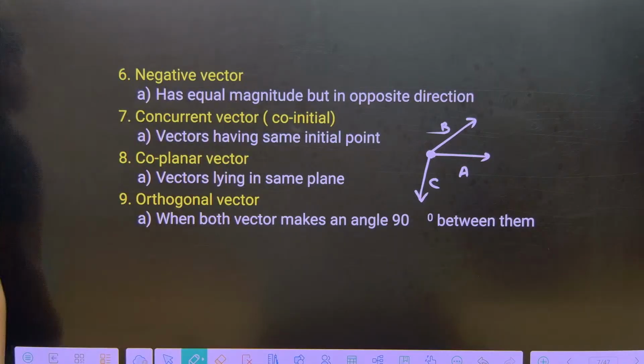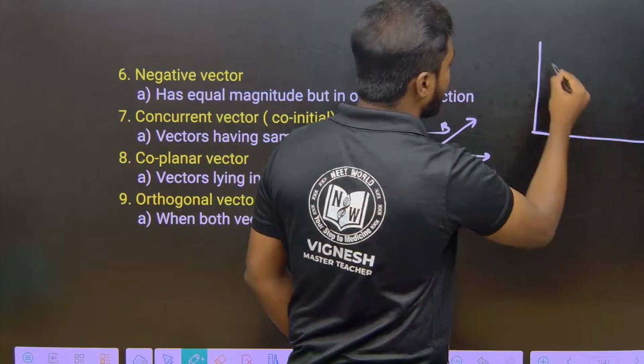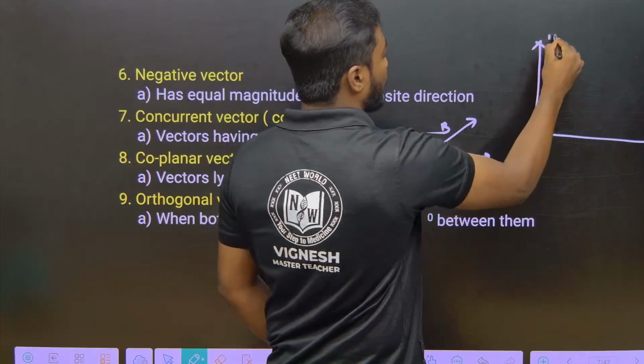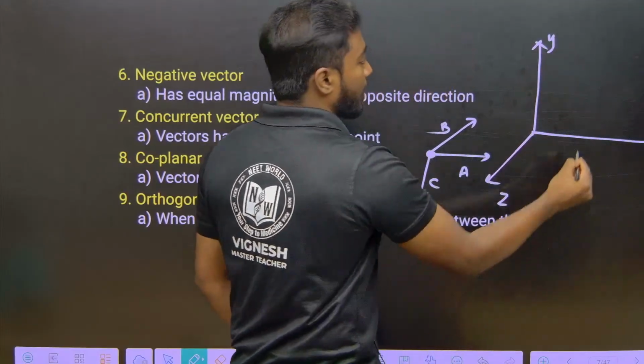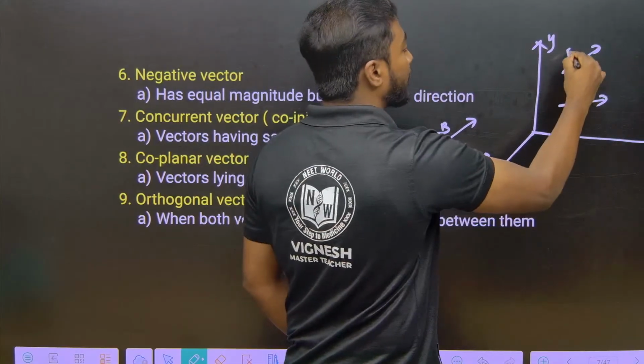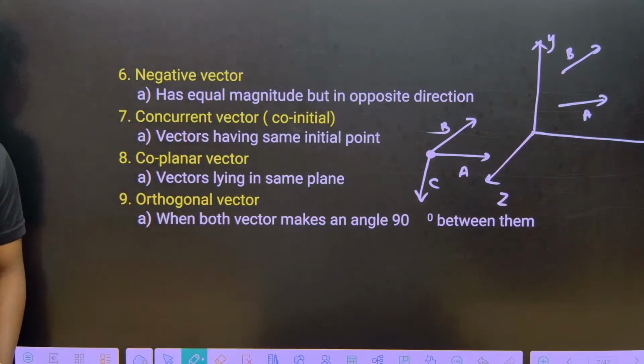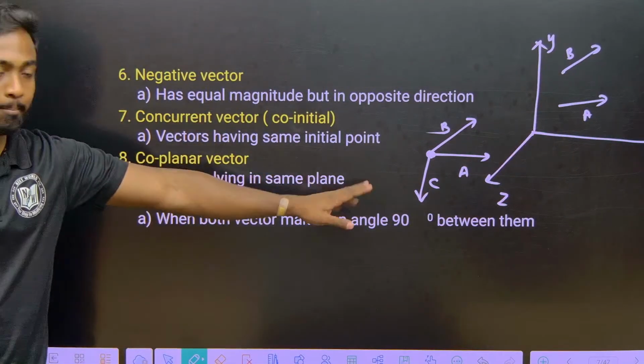Okay, next is coplanar vector. Coplanar vector is nothing but, if I consider the space, this is y, x, and z, and I consider a vector A and this vector B, both are lying in the same plane. That is the meaning of coplanar vector: vectors lying in the same plane.